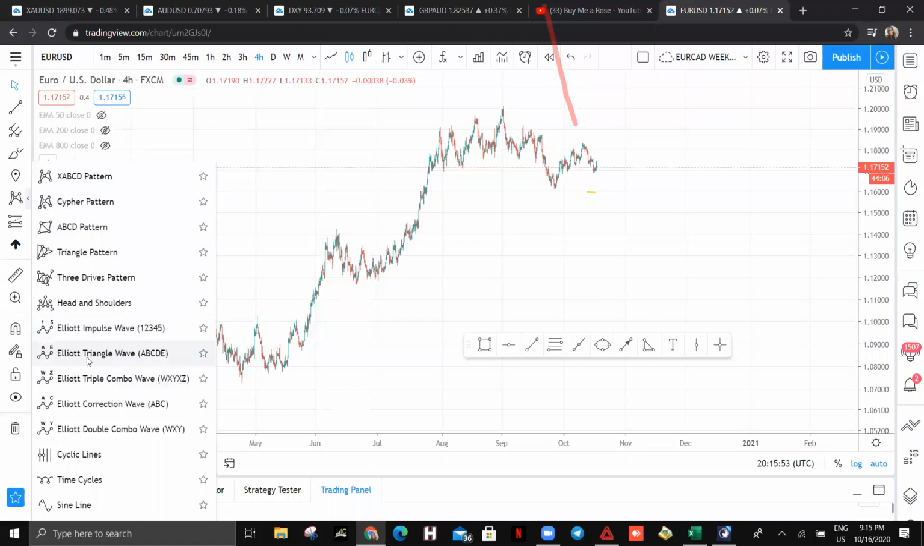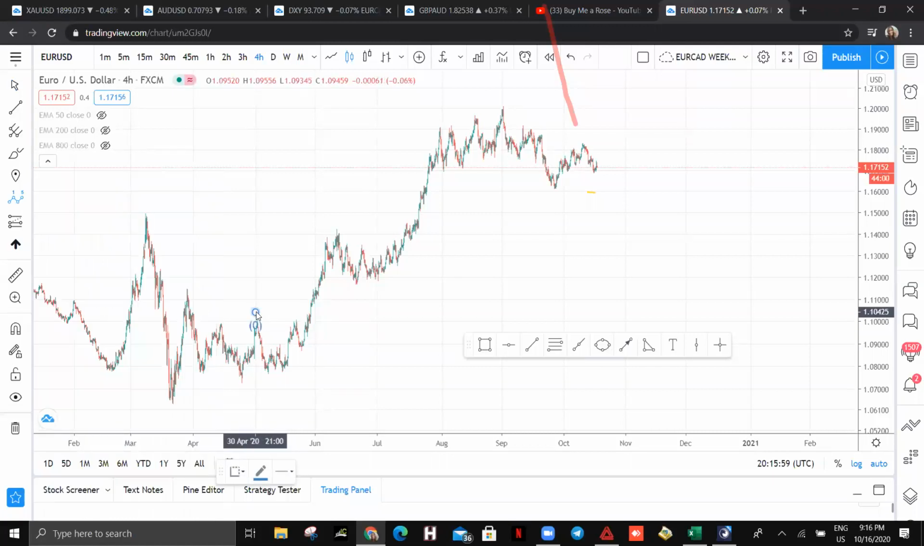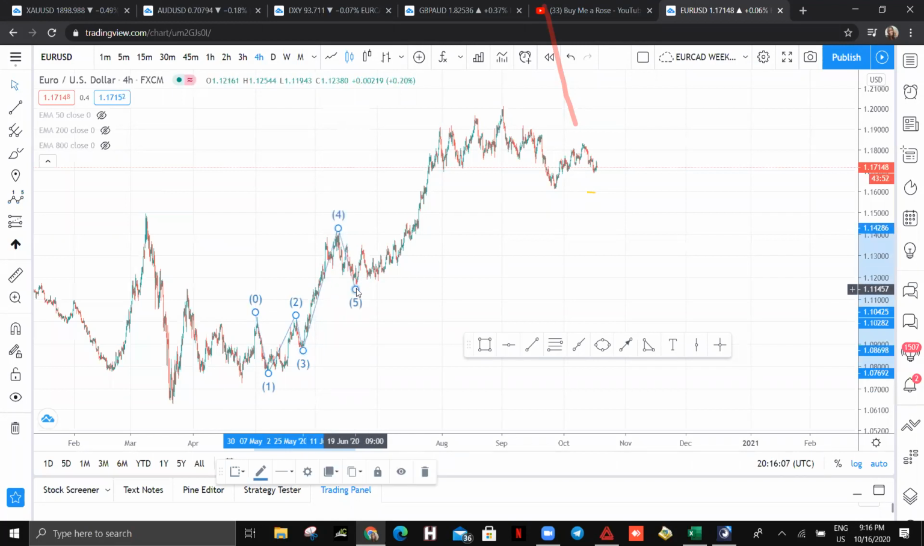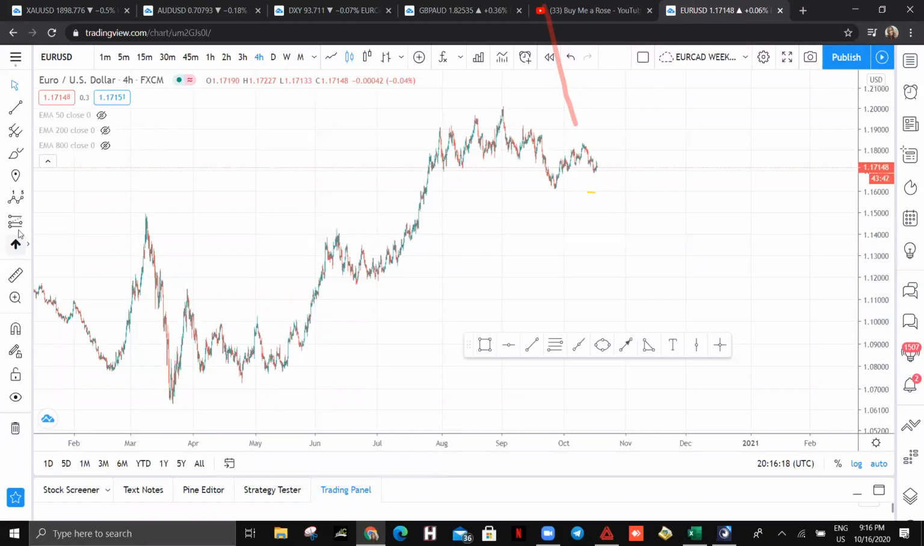Let's pick one. Let's try one. Let's try 0, 1, 2, 3. Good. 0, 1, 2, 3, 4, and 5. Now this is an Elliott wave. You can see the correction A, B, C, and it continues from there. That's just what Elliott wave is. These are where you can pick your tools and do what you want to do.